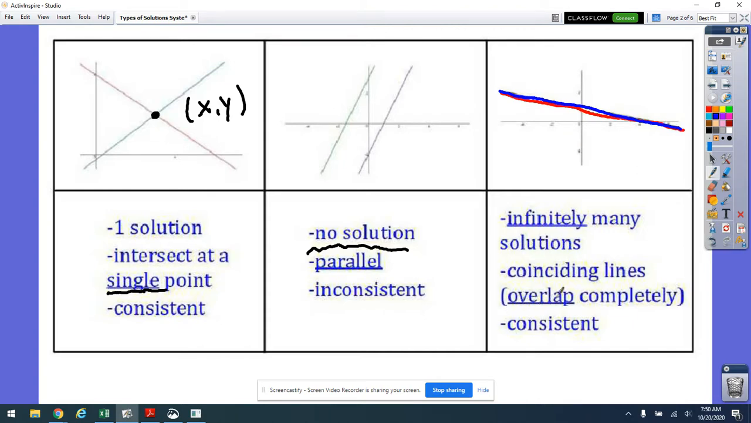So what that means is they're overlapping. So you're going to have infinitely many solutions. Meaning if I pick a point, it's on both lines. If I pick a point here, it's on both lines, and so on and so forth. No matter where I pick, I'm always going to have a solution because it's on both the lines at the same time. So that's what we mean by infinitely many solutions here. Okay.